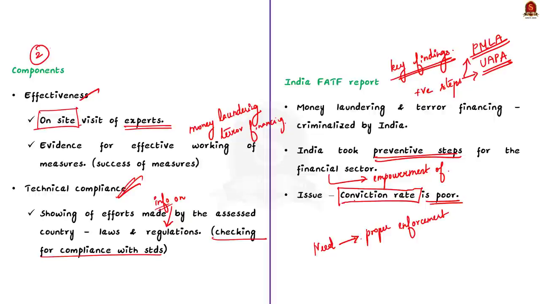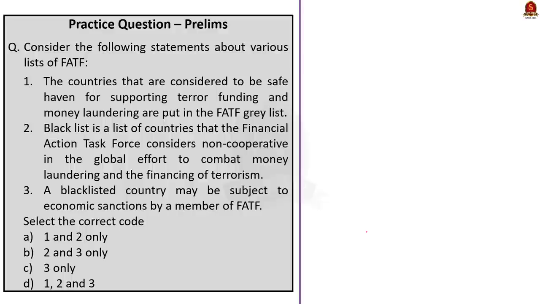Now, according to today's article, the mutual evaluation of India is going to happen again. And that's why India is making preparations for it. Now, that's all regarding this article discussion. In this discussion, we saw about FATF, its members, its functions, mutual evaluations of FATF, its significance, and finally, the mutual evaluation of India. Now, with these points, let us move on to the next article discussion.